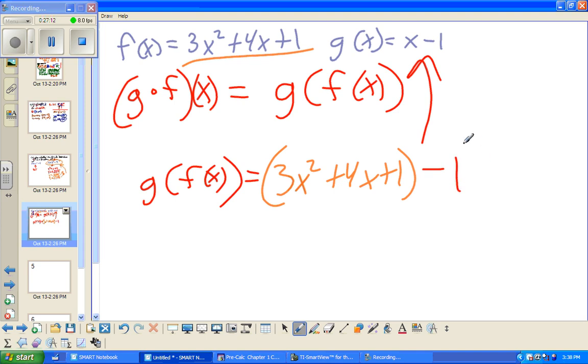And then I just have a minus 1 at the end because I've written x minus 1 only instead of the x, I had to put the other function in. So g of f of x in this case, quite simply, is 3x squared plus 4x. And then you're done, because plus 1 minus 1 is nothing.